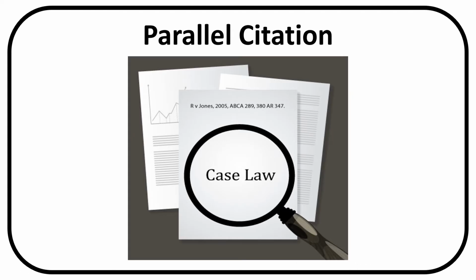Section 3.1 of the McGill Guide recommends a parallel citation for cases. This means that a citation must include at least two sources to aid the reader in locating a case.